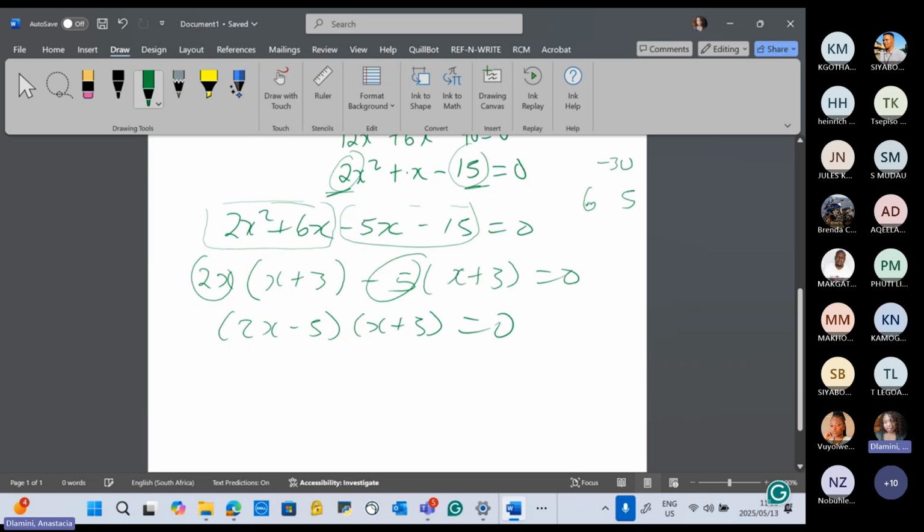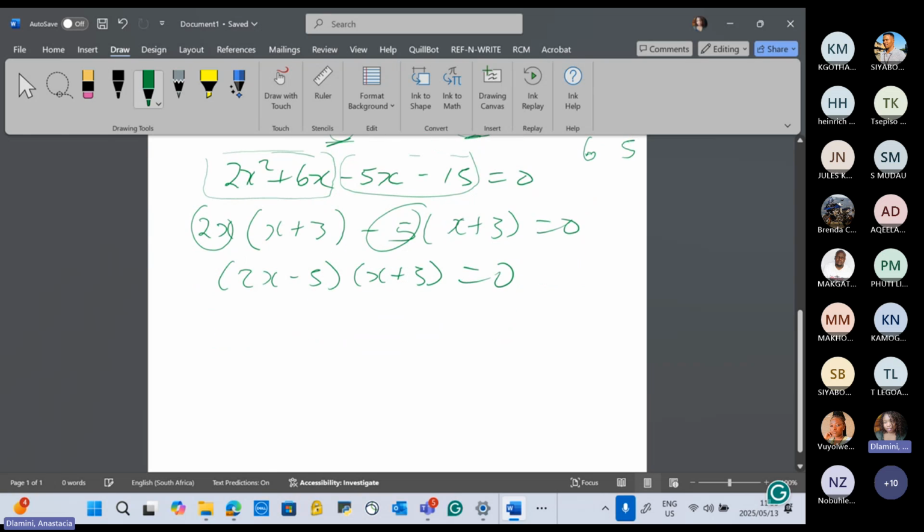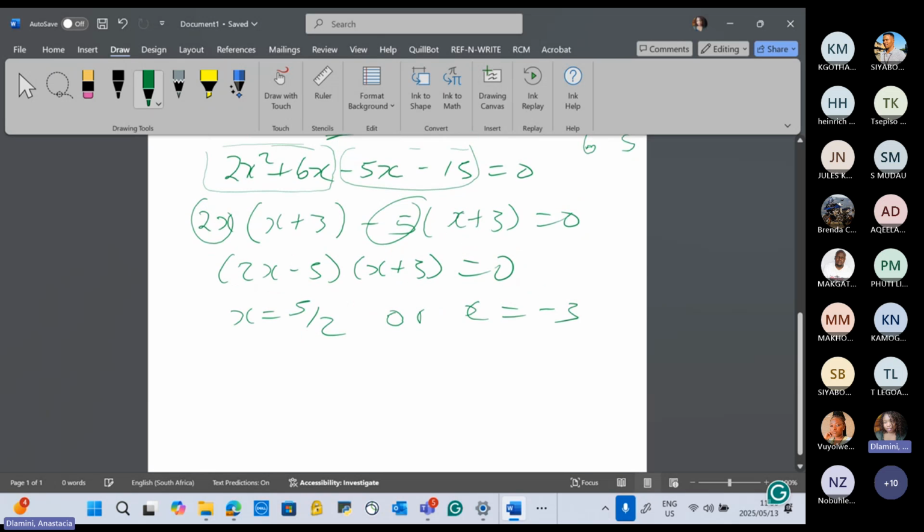Now we are all okay, isn't it? So we are factored properly. So then we have x is equal to 5 over 2, or x is equal to negative 3. Now we are done. We found both values of x. What's the next step?